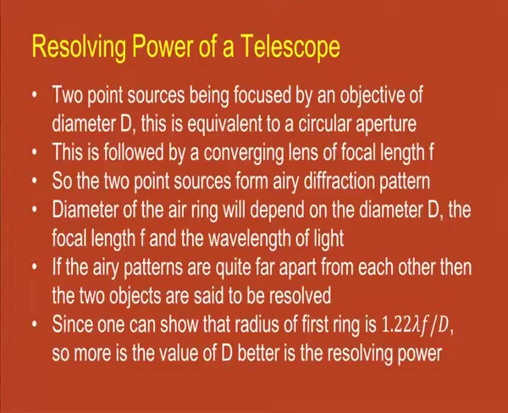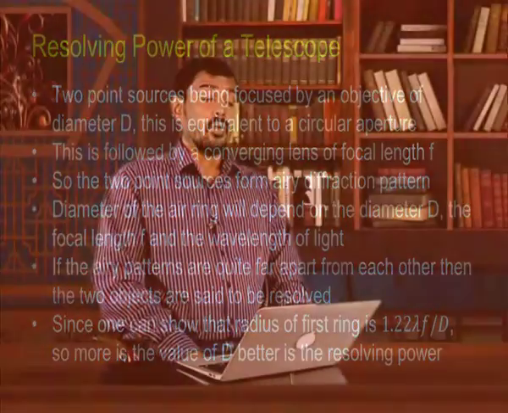If the Airy patterns are quite far apart from each other, then the two objects are said to be resolved. Since one can show that the radius of the first ring is 1.22 lambda f divided by d, the larger the value of d, the better the resolving power. And now, we will discuss the resolving power of a microscope.